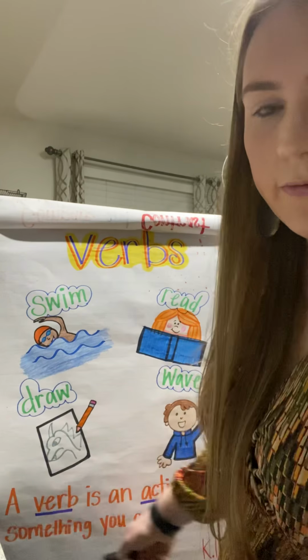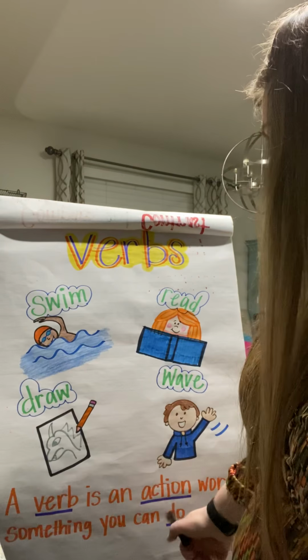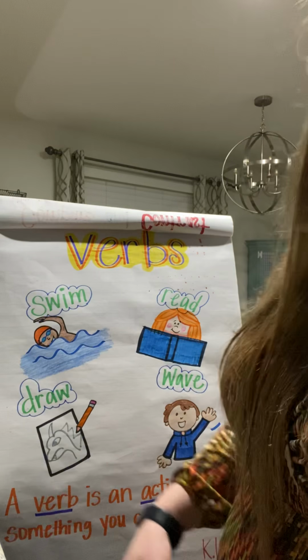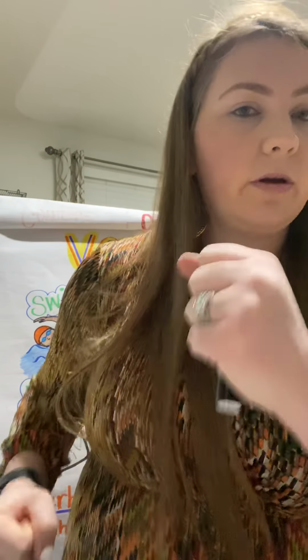I wrote on the bottom, a verb is an action word or something you can do. And you guys already know this. This is not something new. We've talked about the differences between nouns. And remember, a noun was a person, place, animal, or thing. And a verb was an action word, and we pretended we were running, right? Something you can do. And then an adjective was a describing word. It described the noun, right?